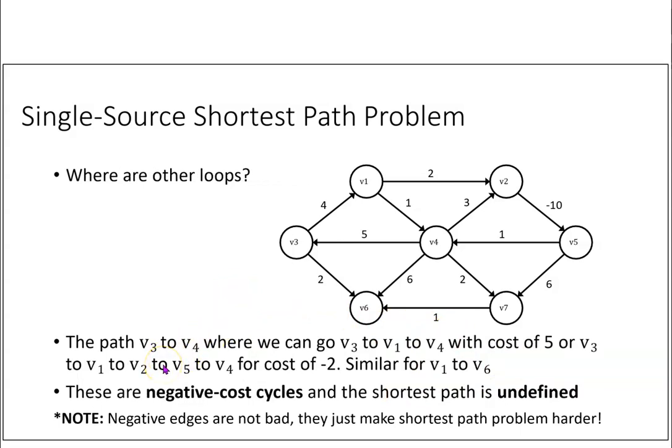The path from V3 to V4, where we can go from V3 to V1 to V4, costs -2, and similar for V1 to 6. These are negative cost cycles, and the shortest path is therefore undefined. Negative edges aren't bad, they just make things harder.